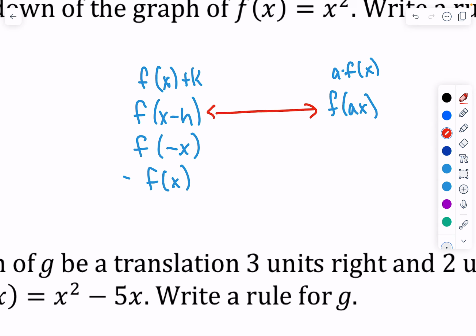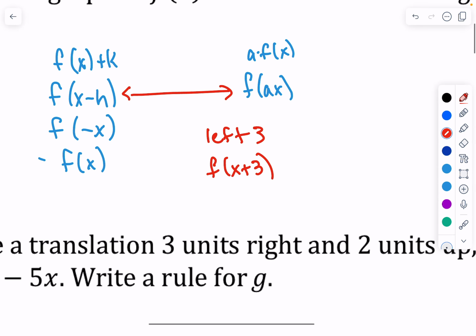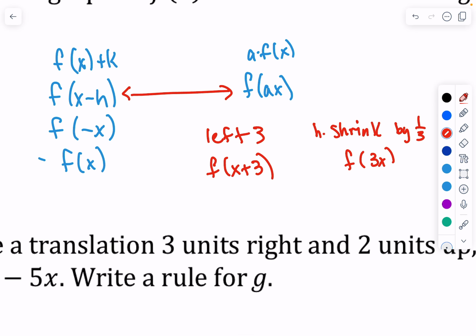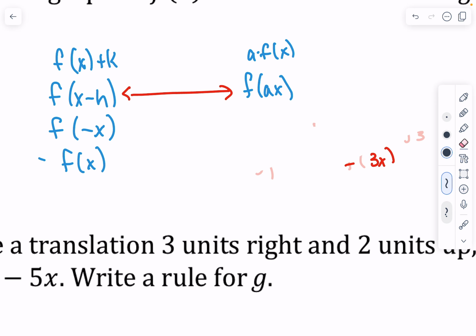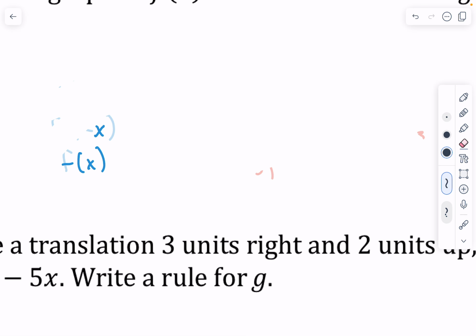So if you were to say shift left 3 units, you're really going to do f of x plus 3. If you were to do a horizontal shrink by 1/3, you're really going to do f of 3x. So for these two transformations, it's always going to be the opposite of what you think. But that's the very first thing that we need to establish, the function rules or formulas, and then we'll see in the problems how to apply them.